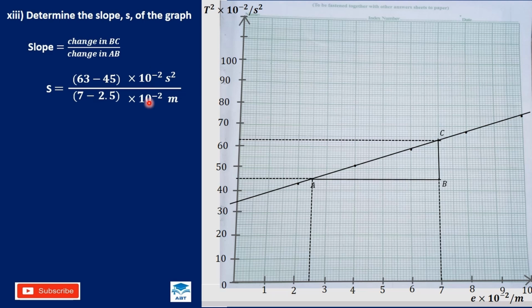So times 10 exponent negative 2 will cancel out, and 63 minus 45 is 18. The unit is second squared. 7 minus 2.5 is 4.5. The unit is meters. And 18 divided by 4.5 is 4. We have second squared at the numerator, and the denominator is meters. So when we reciprocate it, we have per meters.